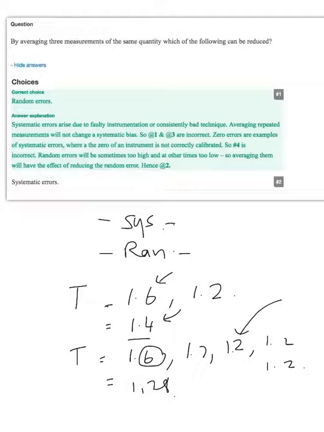So if 1.28 is your final answer, then you can see it's way closer to the true value, assuming that 1.2 is the true answer. Okay? So I hope that makes a bit more sense. The more repeats you have, the less effect a random error is. And in fact, the IB stipulates that for investigations, it's looking for 5 repeats.